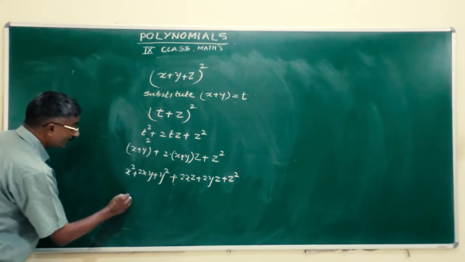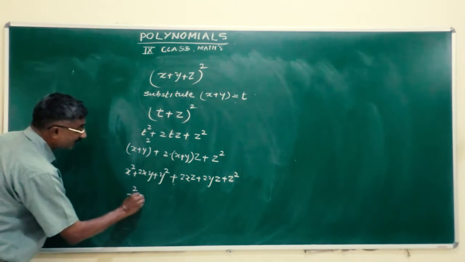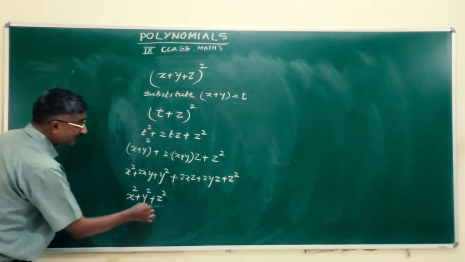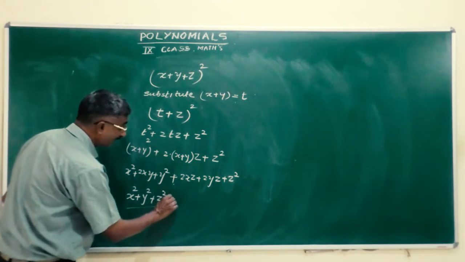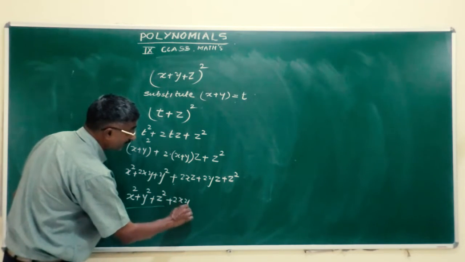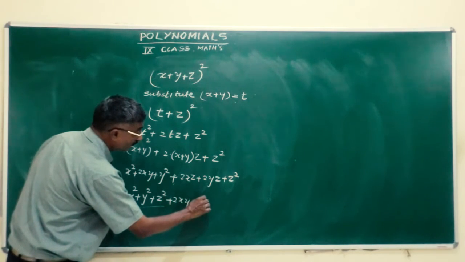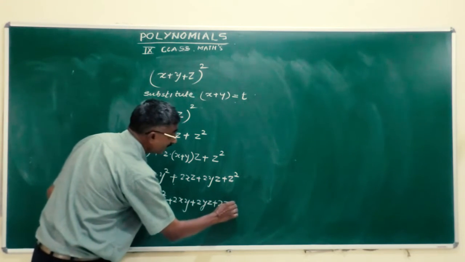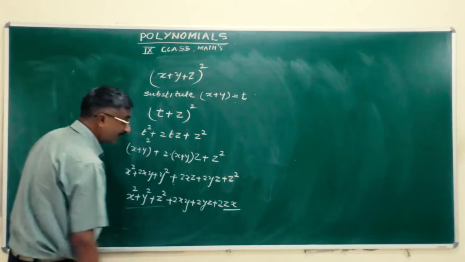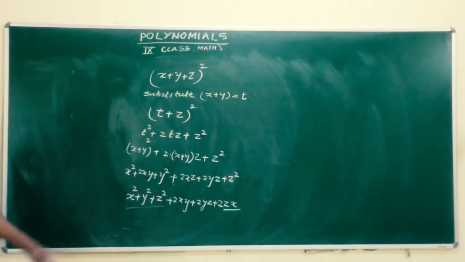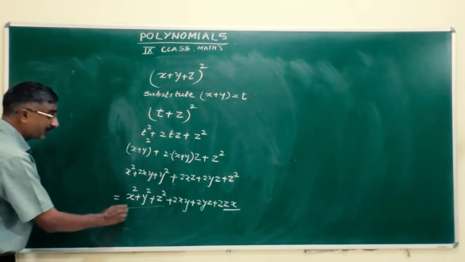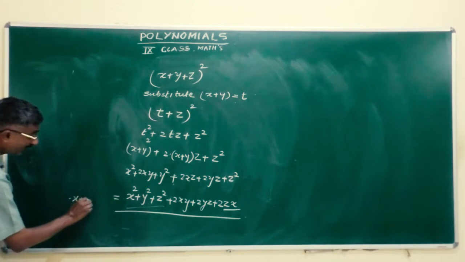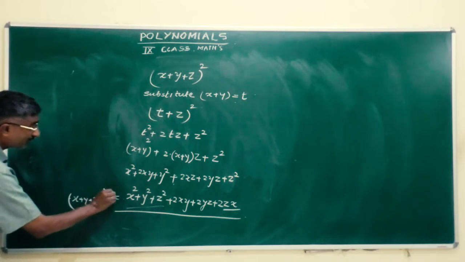So we can arrange the equation: x square plus y square plus z square. All the square terms are written first, then I will write 2xy plus 2yz plus 2zx. I have written particularly zx. Why have I written it this way? To remember, you can remember very easily, that's why. So that is x plus y plus z whole square.